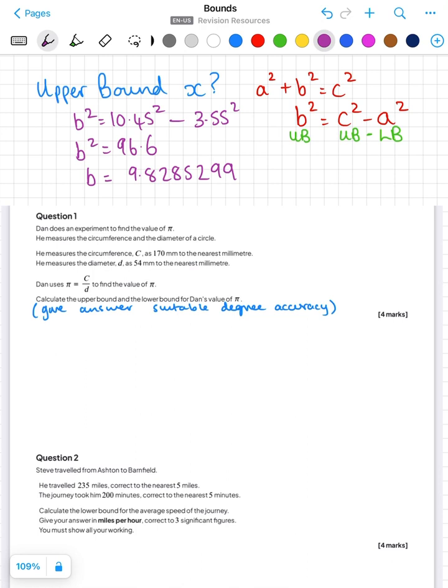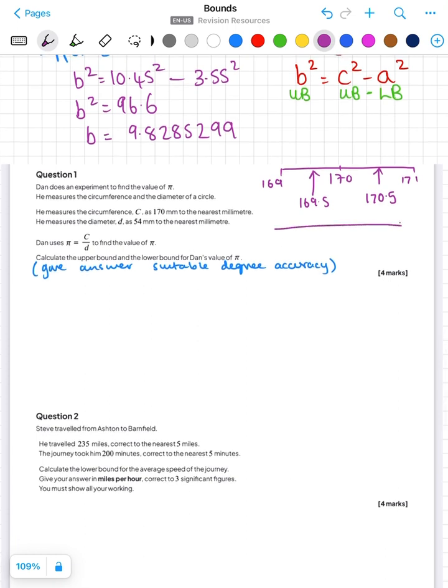Now, he measures the circumference and the diameter of a circle. He measures the circumference as 170 millimetres to the nearest millimetre. So the next millimetre, or the next reading on our scale, is 171. The previous is 169. So 169.5 and 170.5. There is a difference of 1 millimetre between them.